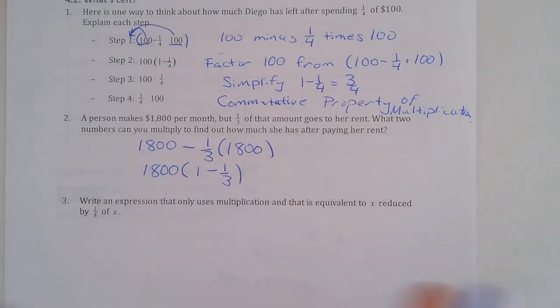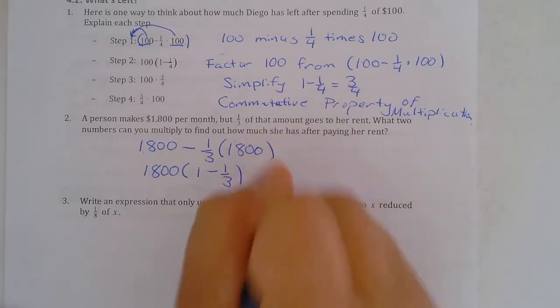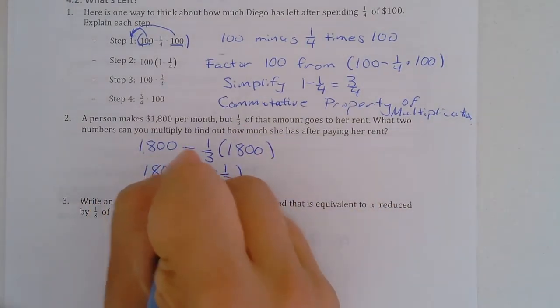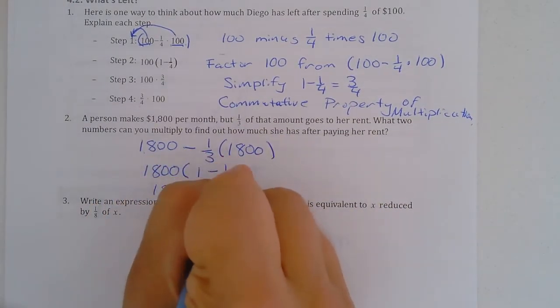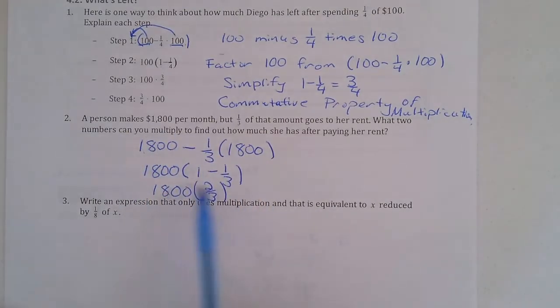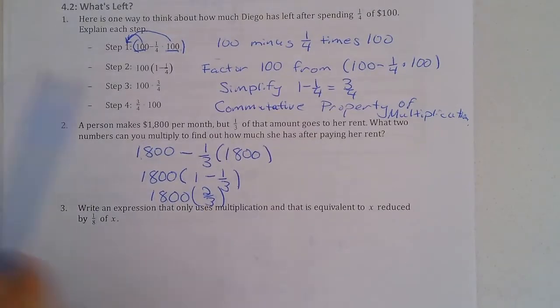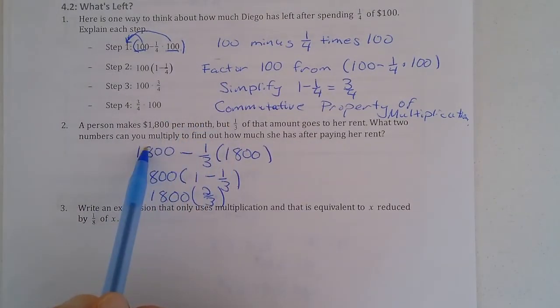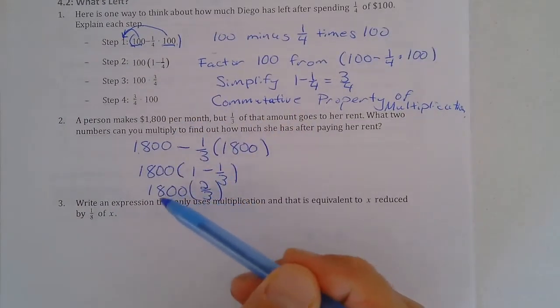Then 1 minus 1/3 is 2/3. So then that really equals 1,800 times 2/3. So our final answer, the two numbers you can multiply, is 1,800 times 2/3. Because remember, if you take 1/3 of the 1,800 away, you retain 2/3 of the 1,800.